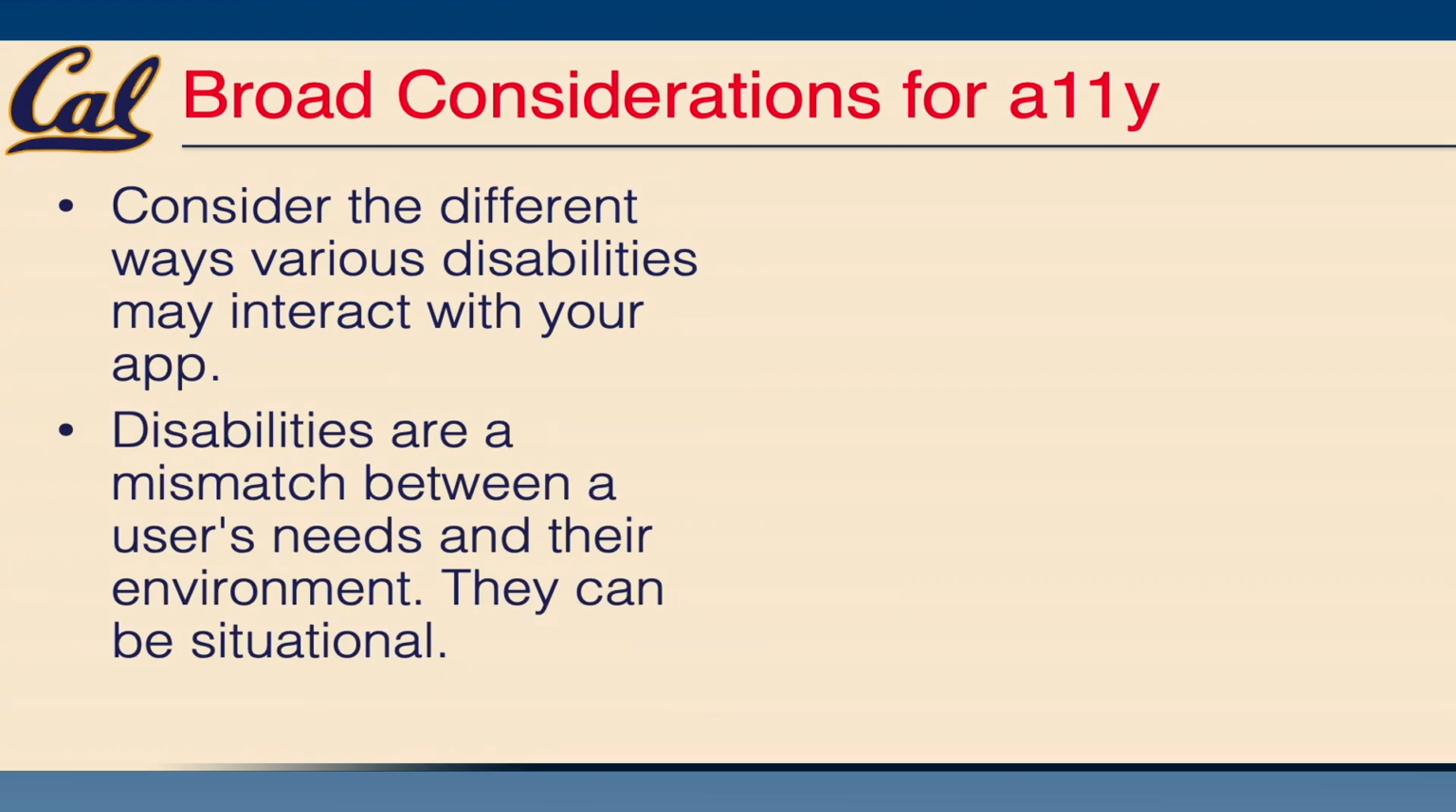When we think about this, one of the ways to think about disabilities is not just the clinical sense, but thinking of them as a mismatch between a user's needs and their environment. And this is particularly helpful to consider because a lot of disabilities might present themselves only in certain situations. So I'm going to use the example of walking into the sunlight and not being able to read your phone screen because the website has too low of a contrast, perhaps.